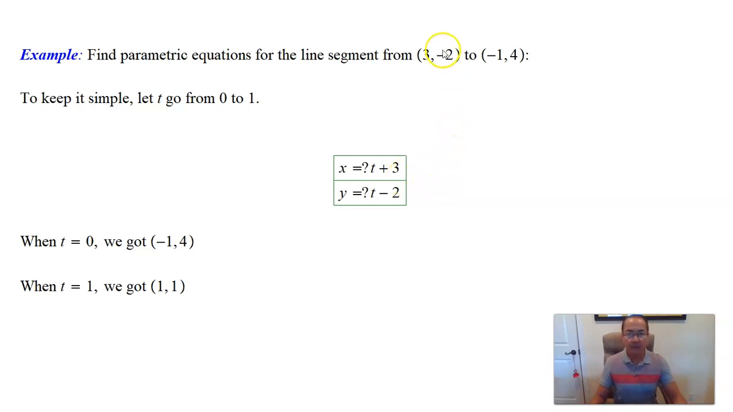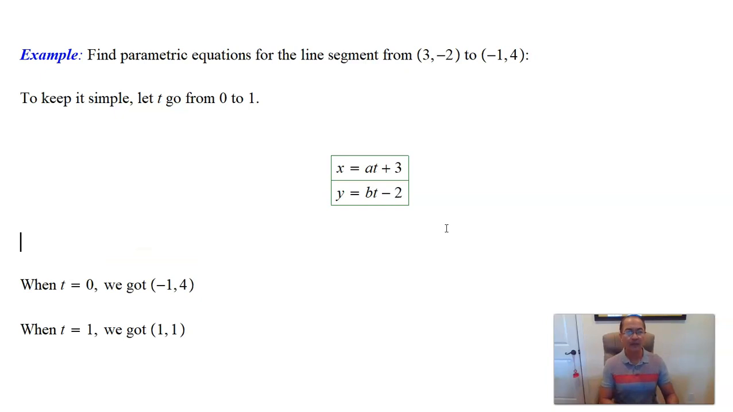Okay. So now, here's the math part, the computation part. When t is 1, I want to produce negative 1. Those are not the best symbols. We're solving for coefficients, so let's put a and b there. So when t equals 1, we want a plus 3 to be equal to negative 1, because this is the point where we want to finish. So a is minus 1 minus 3, which is minus 4. So let's change this now to minus 4.